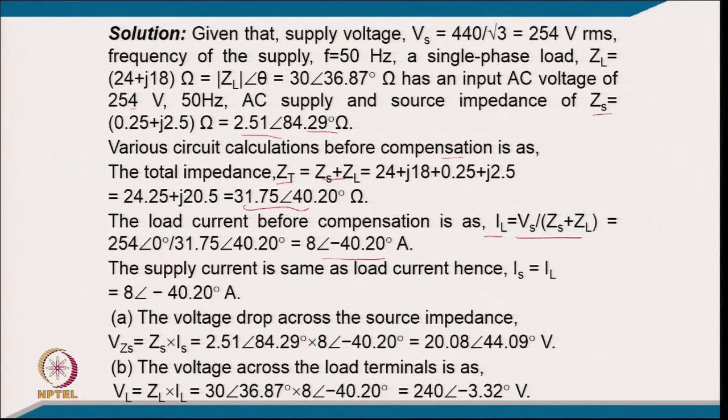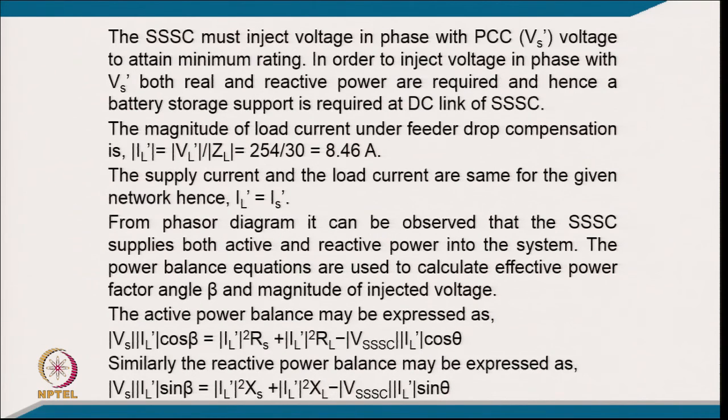It comes to 8 ampere at the angle of minus 40.20 degree, and the supply current is the same as the load current, 8 ampere at the angle of minus 40.20 degree. So, the voltage across the source impedance will be Zs times Is, that will be 20.08 volt, and the voltage across the load will be the load impedance multiplied by the load current, that comes to 240 volt across the load.